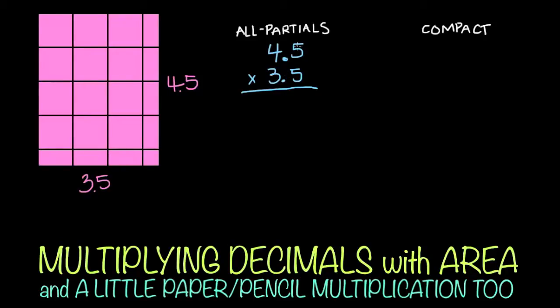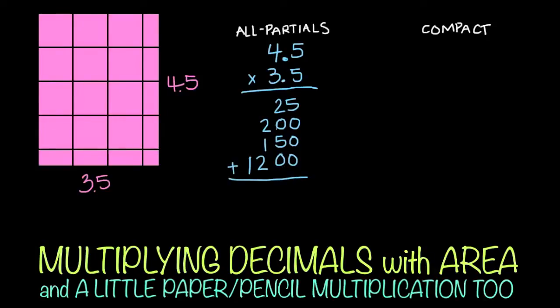So with all partials, you first multiply the ones. 5 times 5 is 25. Then you do this 5 times this 4, but this 4 is actually 40. So 5 times 40 is, 5 times 4 is 20, with a 0 from the 40 makes 200. Then 30 times 5, 3 times 5 is 15, with a 0 makes 150. And then 30 times 40, 3 times 4 is 12, and 30 has a 0, 40 has a 0, so there are 2 zeros.